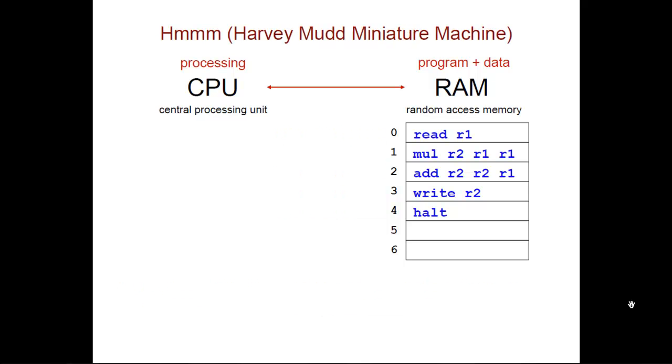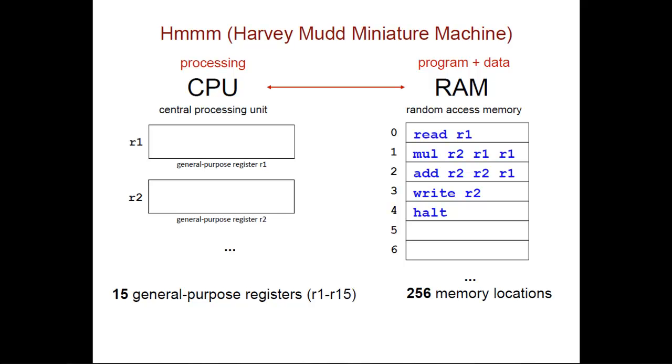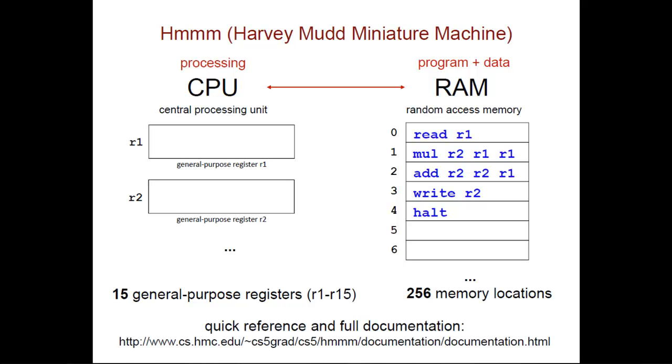We're going to use an assembly language for a virtual machine that was developed by the folks at Harvey Mudd. It's called the Harvey Mudd Miniature Machine. I'm going to call it HM-cubed. And in this machine, there are 256 memory locations in RAM. We're going to assume that the program occupies the initial location, so it starts at memory location 0 and works its way down. There are 15 general purpose registers in this machine. They're labeled R1 through R15. There are a couple of other special ones, but we can't use them in our programs. And there's more information and full documentation available here.